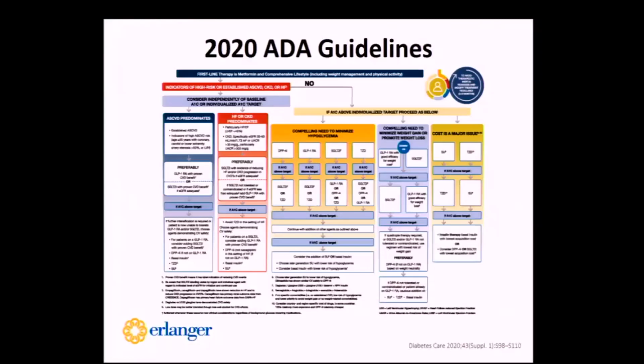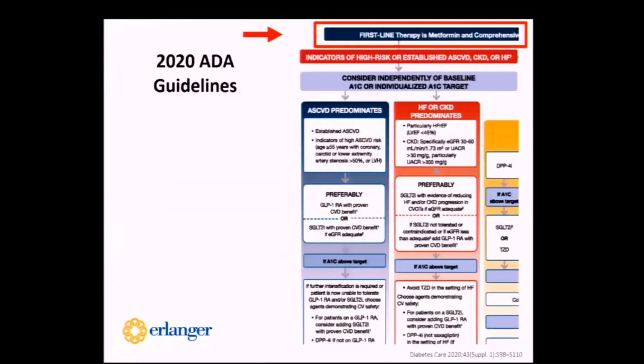So now that we've looked at the diabetes trials with SGLT2 inhibitors, I'm kind of going to focus in on how the most recent ADA guidelines have reflected these results. So in 2020, the American Diabetes Association published this guideline algorithm. And so first-line therapy remains to be metformin plus lifestyle modifications. Nothing has really changed there.